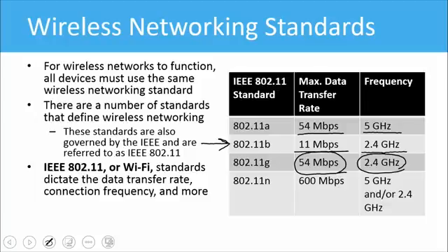And of course, that same type of analogy doesn't necessarily work that well with N down here, but N just gets way faster with 600 megabits per second. And then of course, it uses both frequencies. It uses 5 gigahertz or 2.4 gigahertz as a frequency. So I don't know, hopefully that little analogy helped you remember the difference between those standards. Definitely something that you're going to see on an exam.